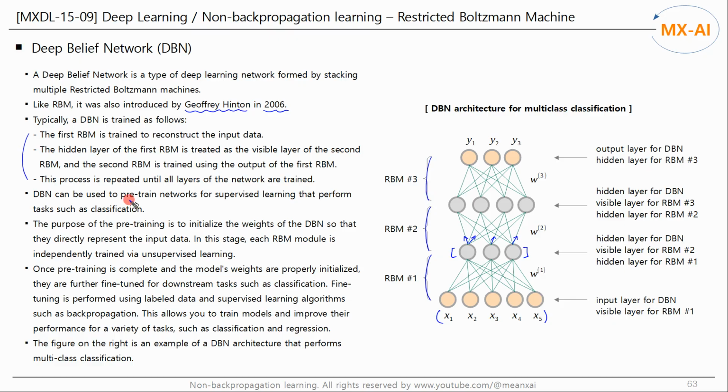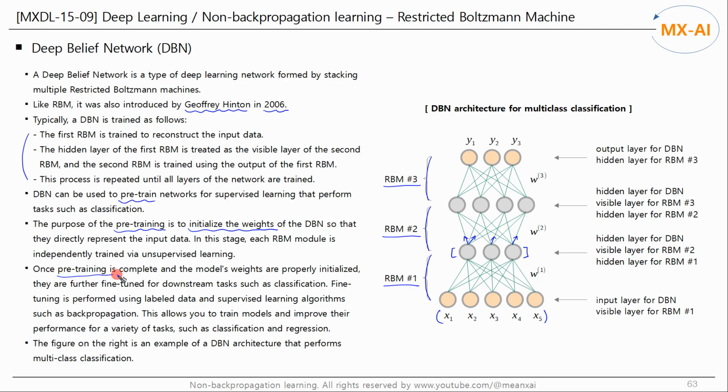DBN can be used to pre-train networks for supervised learning that perform tasks such as classification. The purpose of the pre-training is to initialize the weights of the DBN so that they directly represent the input data. In this stage, each RBM module is independently trained via unsupervised learning.